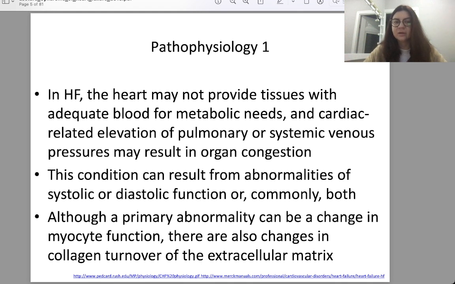Pathophysiologically, in heart failure, the heart may not provide tissues with adequate blood for metabolic needs, and cardiac-related elevation of pulmonary or systemic venous pressures may result in organ congestion. This condition can result from abnormalities of systolic or diastolic function, or commonly both. Although a primary abnormality can be a change in myocyte function, there are also changes in collagen turnover in the extracellular matrix.